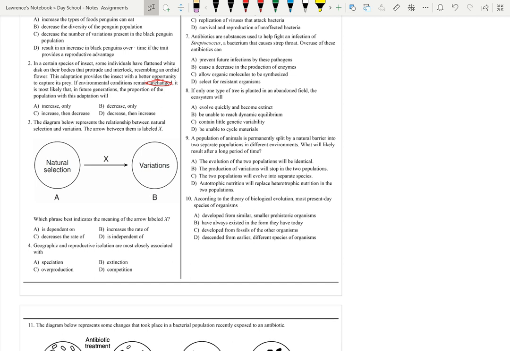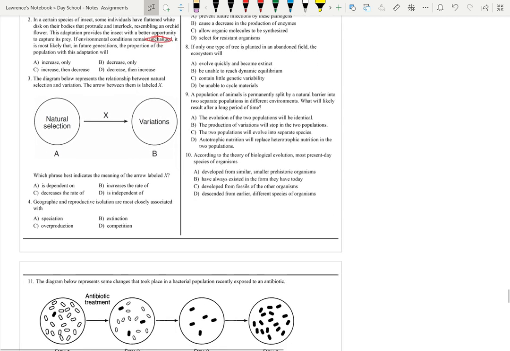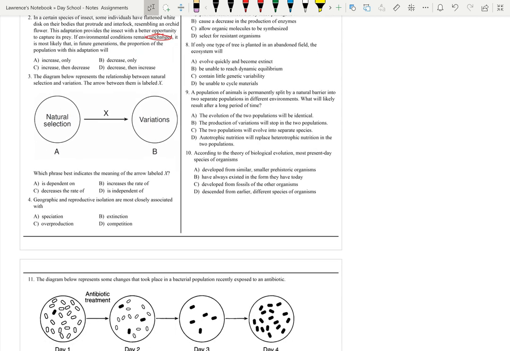Yeah, if you use antibiotics too much, certain resistant bacteria will be selected to live and reproduce and make a resistant population. That's a great answer. 8. If only one type of tree is planted in an abandoned field, the ecosystem is not stable. Not stable. Big for our next topic, which is the longest topic of them all, ecology.